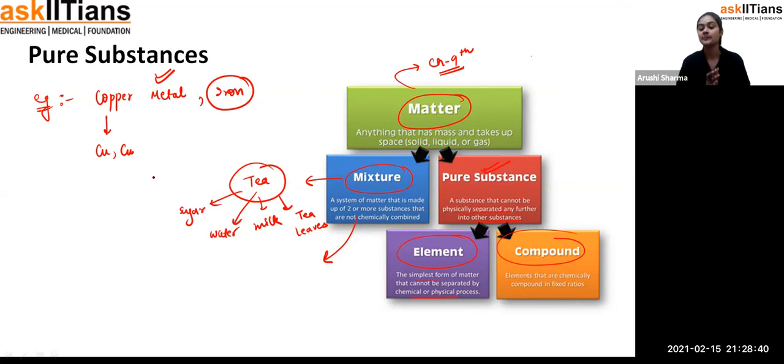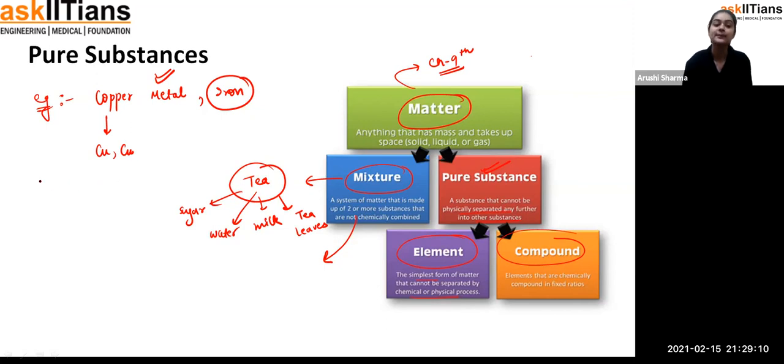Now coming to the compounds. Compounds are something, students, when one or two elements combine together and form some type of compound, that is, they are chemically combined together. Sorry, my tongue slipped. So compound is something, I'm repeating again, that when two or three elements combine together chemically and form a compound, that we call a compound.